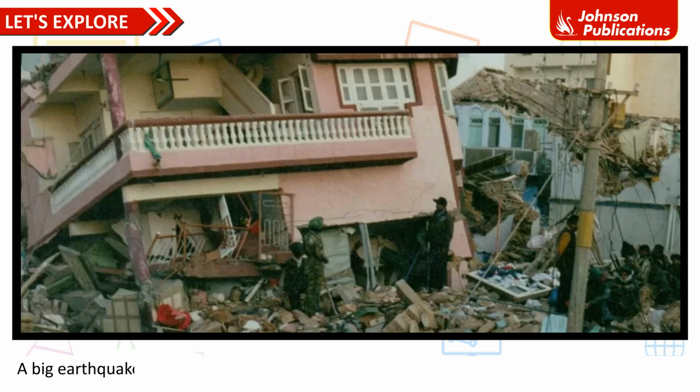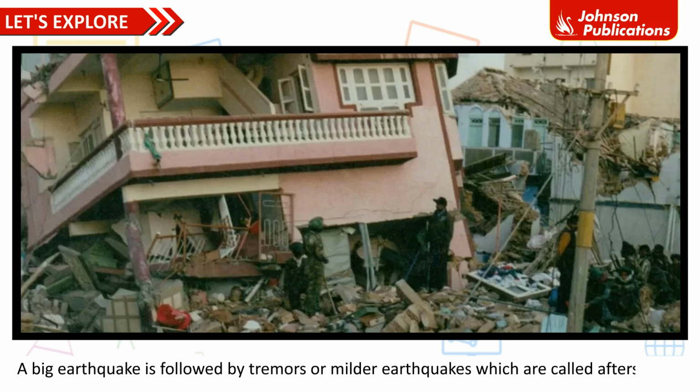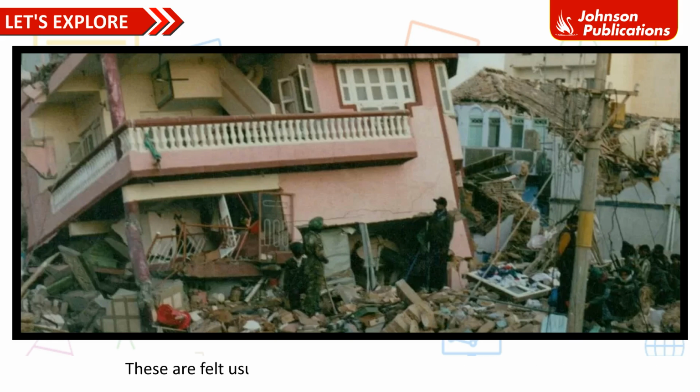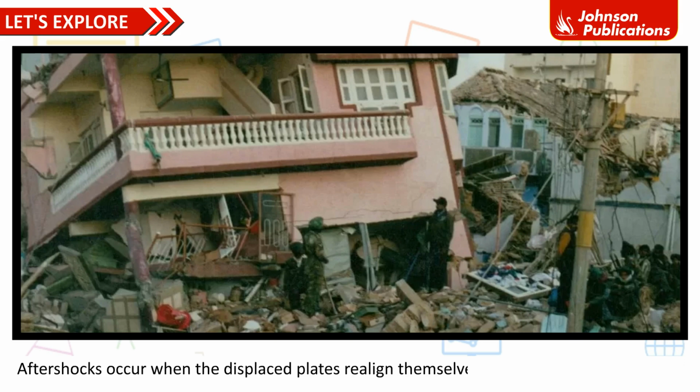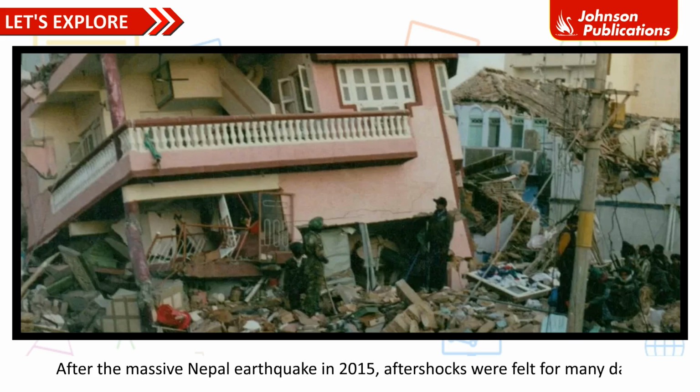A big earthquake is followed by tremors and milder earthquakes which are called aftershocks. These are felt usually for 2 or 3 days after a major earthquake. Aftershocks occur when the displaced plates realign themselves back to their original places. After the massive Nepal earthquake in 2015, aftershocks were felt for many days.